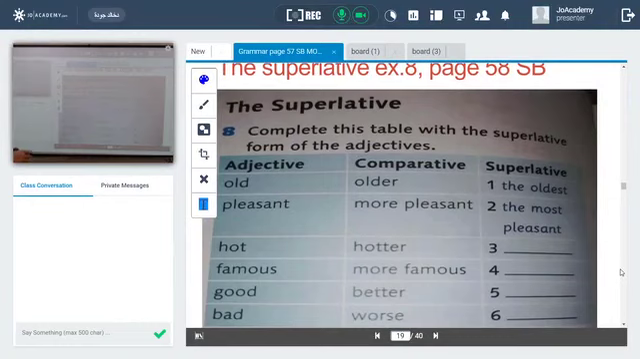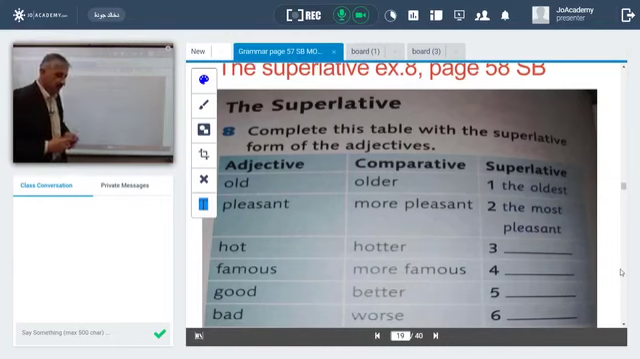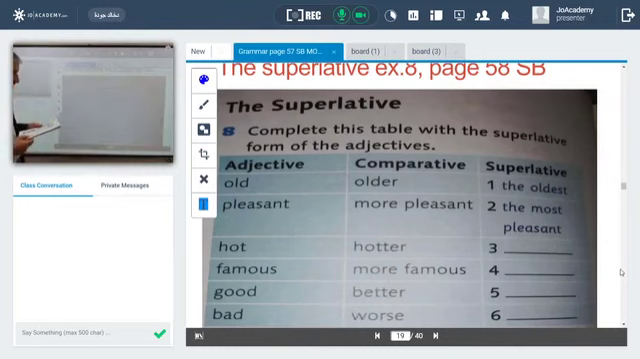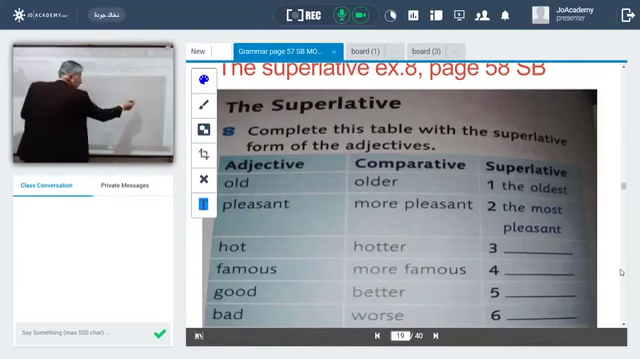Okay. So here we have the superlative. Exercise 8, page 58. If you have a look at page 58, exercise number 8, please open your student's book. Complete this table with the superlative form of the adjectives. So we have the adjective, we have comparative, and we have superlative.